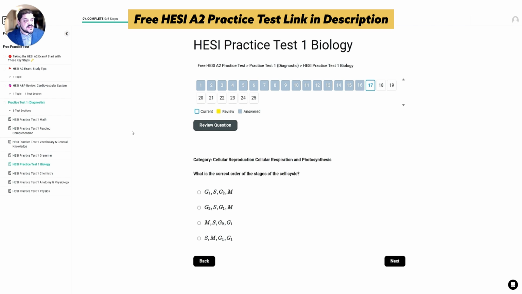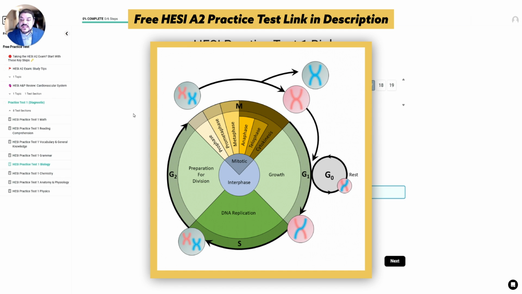G1, S, G2, M; G2, S, G1, M; M, S, G2, G1; S, M, G1, G1. The correct order of the stages of the cell cycle is A, G1, S, G2, M. The cell cycle consists of 4 phases.